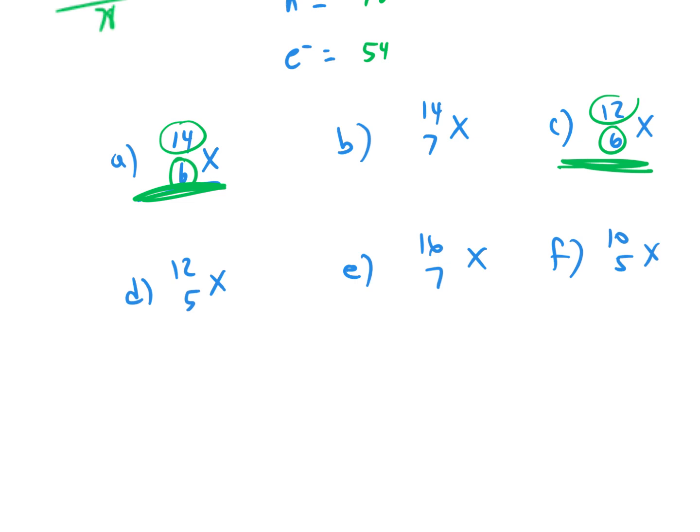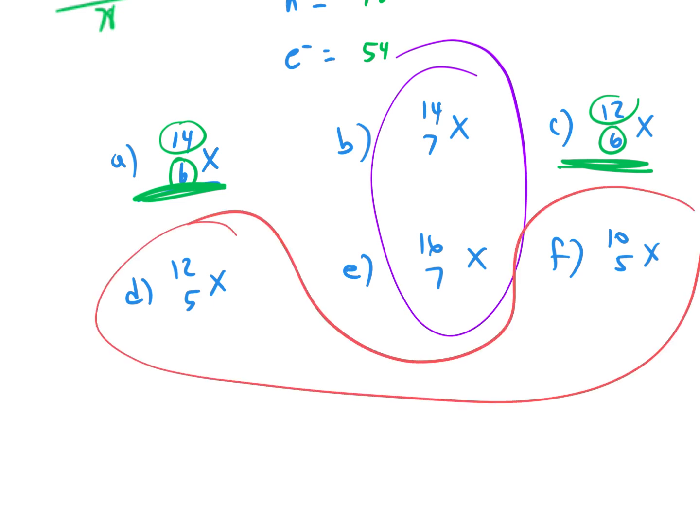Okay, what about B? What's an isotope of B? E. And then these two are isotopes, right? D. You with me? Questions on how to do that? That'll be a test question.